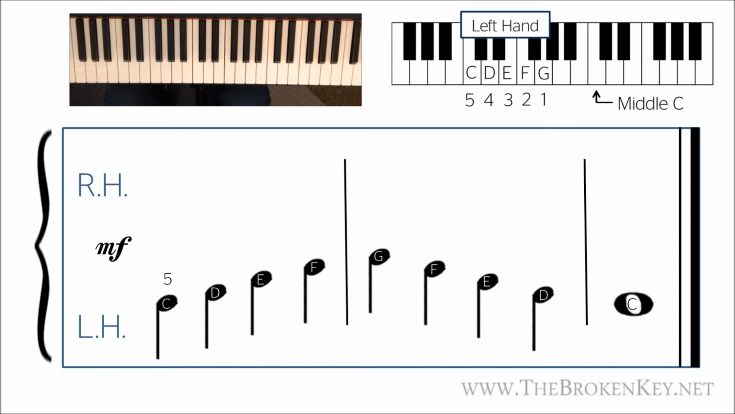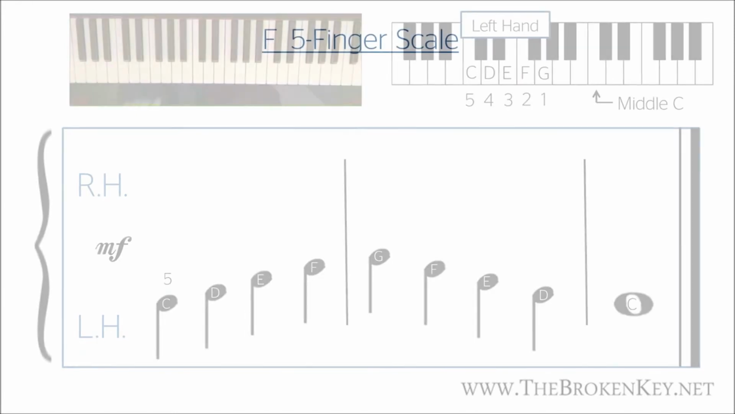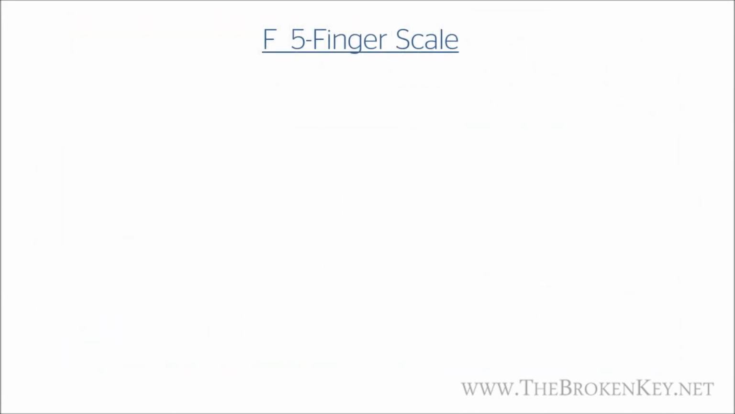Some of the pieces in this lesson's worksheet are going to have you using both hands in the C 5-finger scale, so watch out for that. The last piece of this lesson has us looking at the F 5-finger scale, also known as the F pentascale. This is something that we'll be using with the left hand only, at least for now.